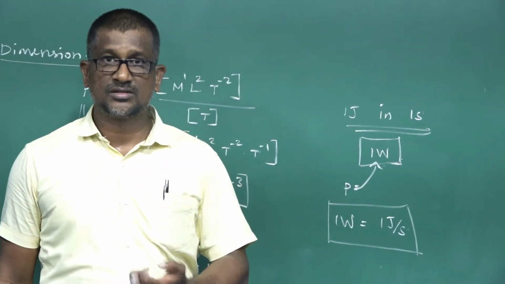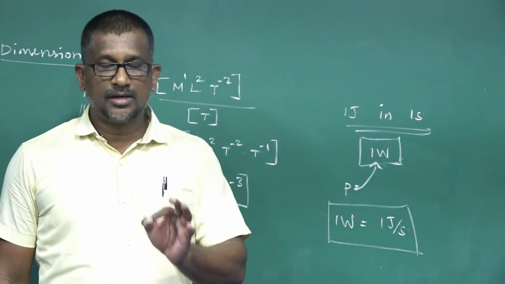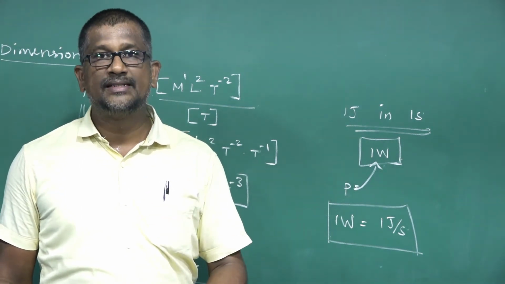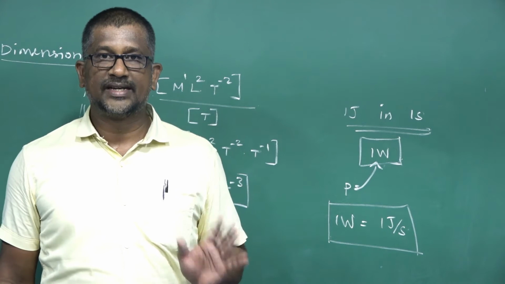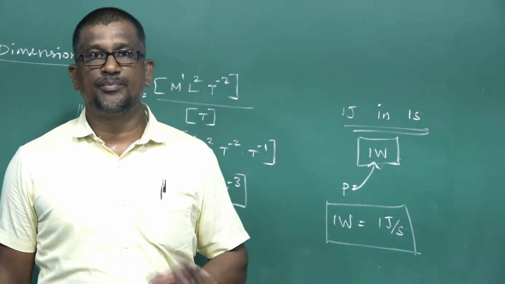Suppose a question is asked like this: define the unit of power. Then we can write: power is said to be 1 watt if 1 joule of work is done in 1 second. What does power mean? The rate of doing work is called power.